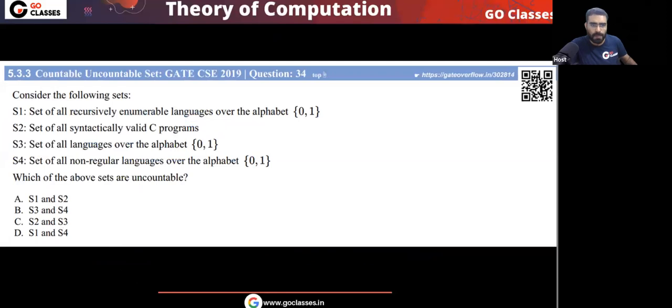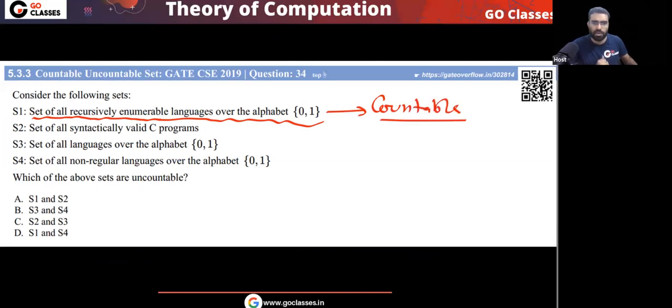So let's solve it. The question is saying, consider the following sets. The set of all recursively enumerable languages. What is that? Set of all RE languages. That is countable, right? Yes or no? Set of all RE languages is countable. That we already know.